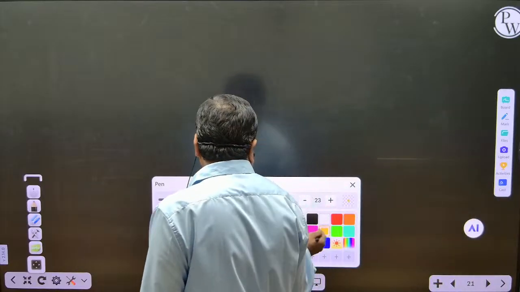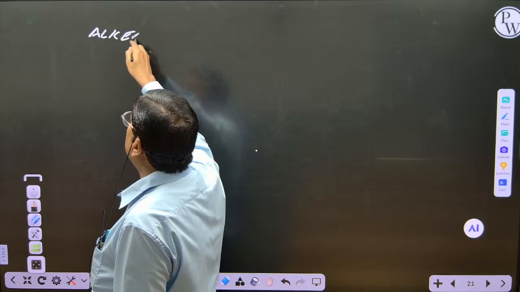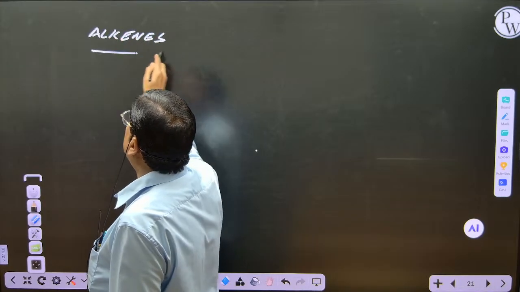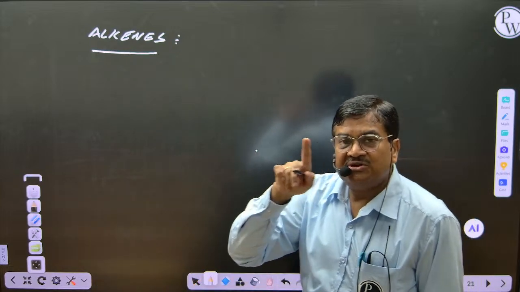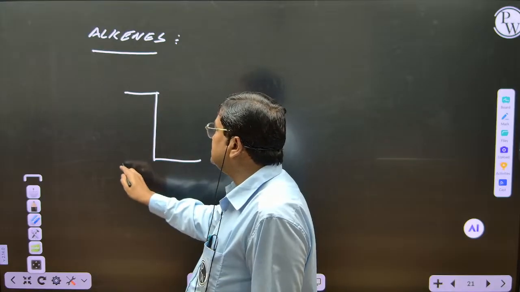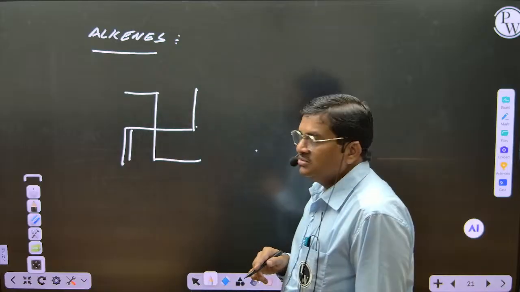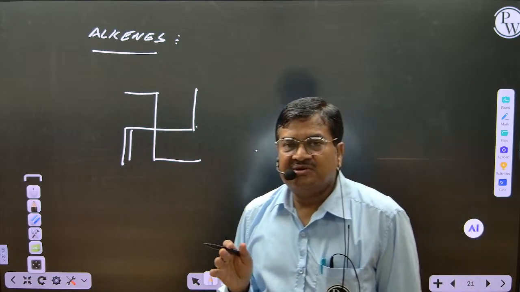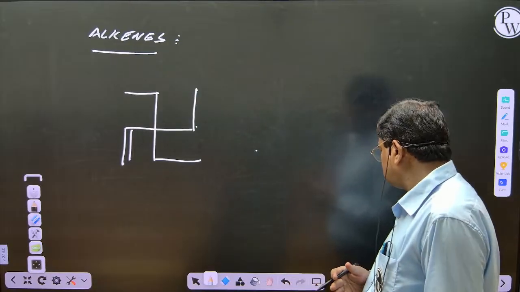Next slide, heading alkenes. Alkenes will have what bond? Double bond, no? They are unsaturated compounds. Now I give you bond line formula. Bond line means I told you, no, without carbons. Say I am giving swastik mark like this and putting double bond. Now tell name for this. Think over, put it on paper. What should be the IUPAC name?